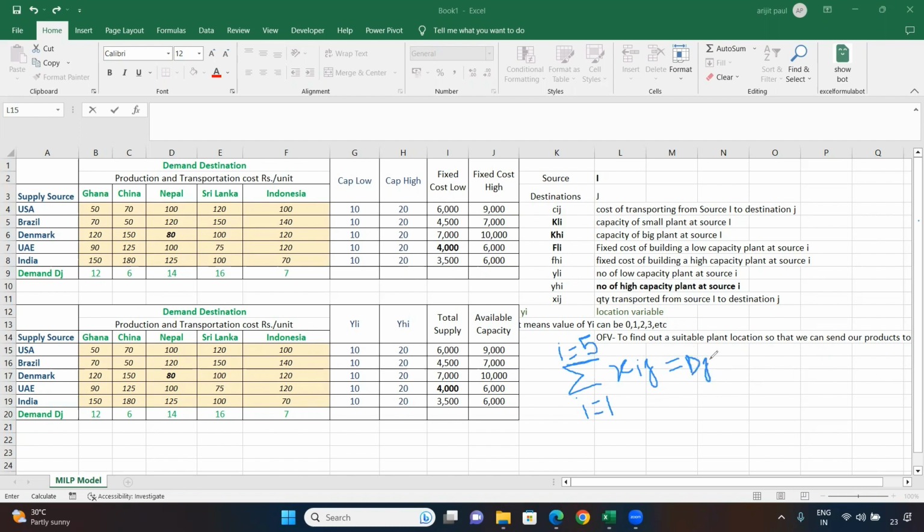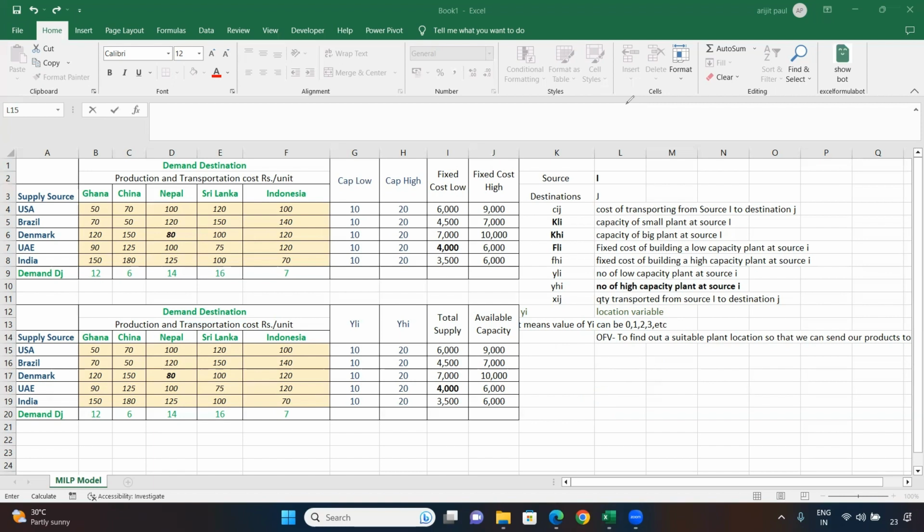What is dj? Demand at the jth location. So this is dj, demand at the jth location, and xij the quantity that we are going to transport from source side to the destination j. Okay, so this becomes the mathematical model for demand constraint.